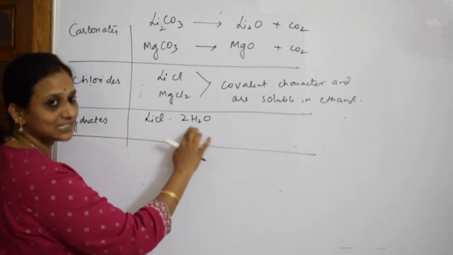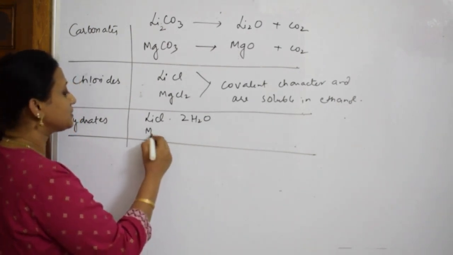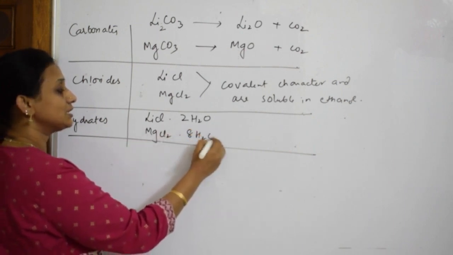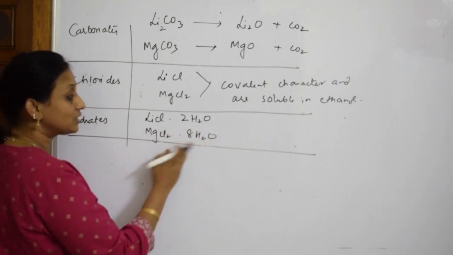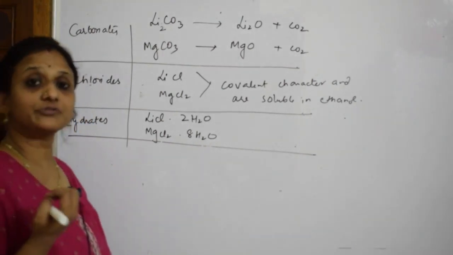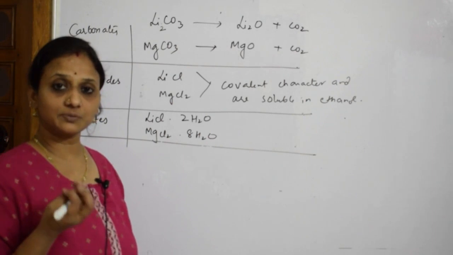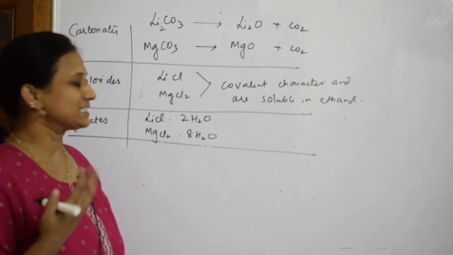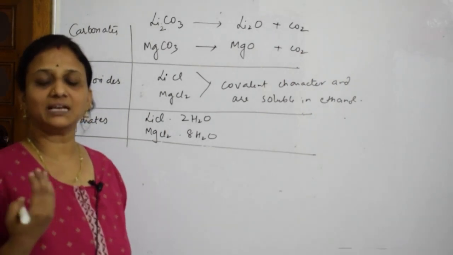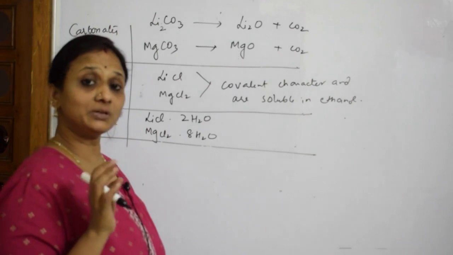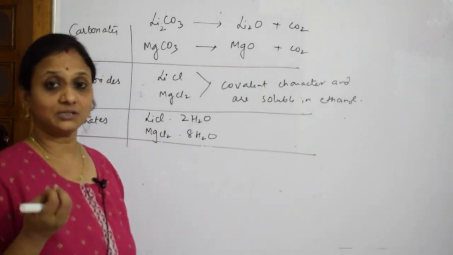Lithium chloride dihydrate, LiCl.2H2O, is the water of crystallization of lithium chloride. When I speak about magnesium chloride, this also absorbs moisture and forms magnesium chloride octahydrate, MgCl2.8H2O. Because of this water of crystallization, because of the absorption of water, we call them deliquescent salts. So these are the quite common similarities between lithium and magnesium. Let us come back and see the anomalies of lithium compared to the others.